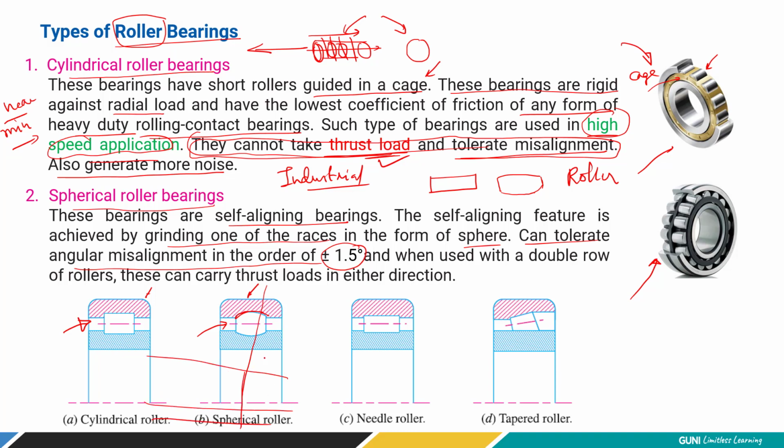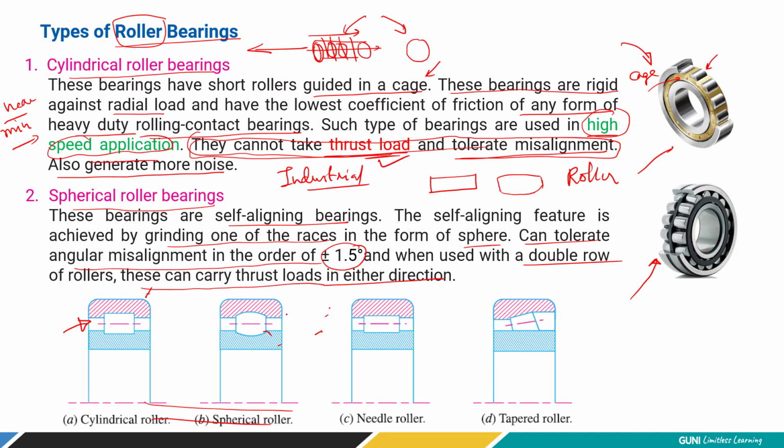So this upward deflection will be limited to a maximum of 1.5 degrees, right? It may go to the downward side, too. In that case, this will be the misalignment, right? So a plus or minus 1.5 degree misalignment is tolerable due to this kind of geometrical construction that is spherical. Okay. And when used with the double roller, this can carry thrust load in either direction.